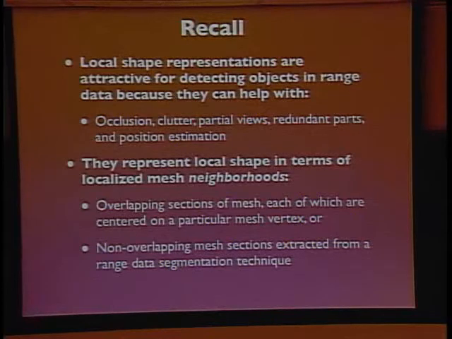Another level of overview is that there are two different strategies for building local shape representations. One is to chop up the surface into non-overlapping sections, and each section gets its own shape representation. The other is to think of the world from a vertex-centric point of view, so every vertex on your surface has its own shape representation that gives a sense of what it thinks the world looks like from its position in the surface. So that's your overview that summarizes what we did last time.